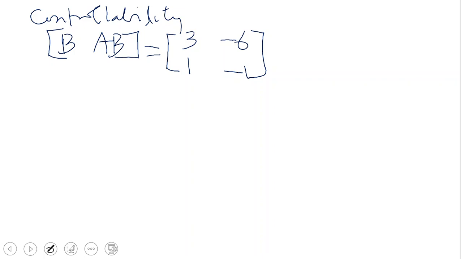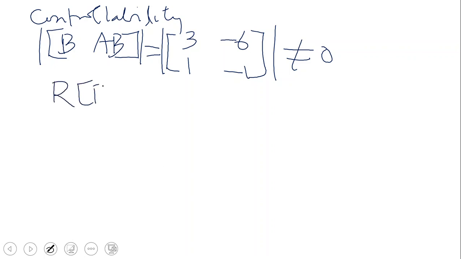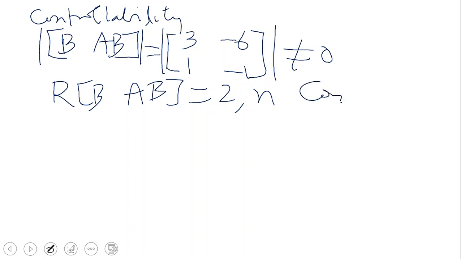Now we have to find out the determinant value of this matrix B, AB. The determinant is minus 3 plus 6. Therefore, it is definitely not equal to 0. Therefore, rank of B, AB is equal to 2, which is the order of the system n. Therefore, the system is controllable. Then observability we have to check.